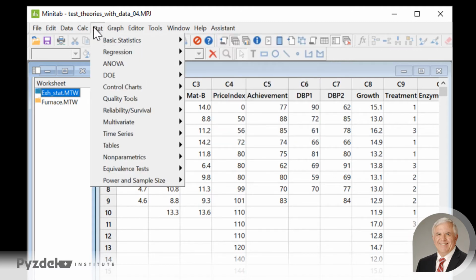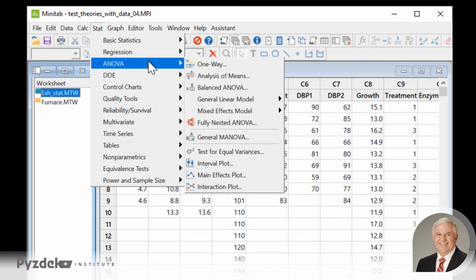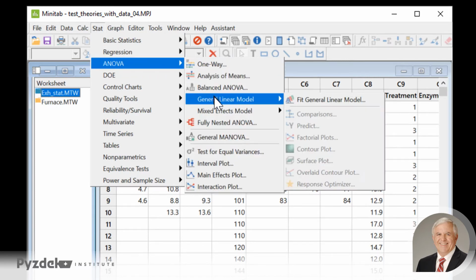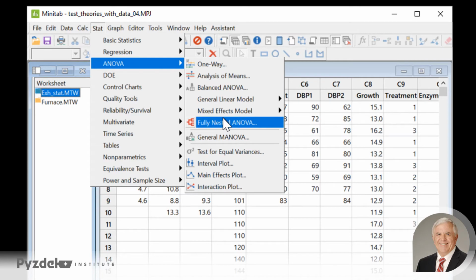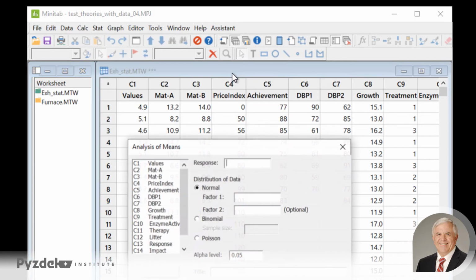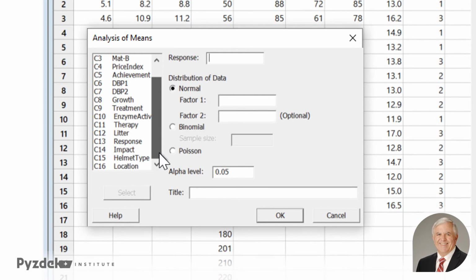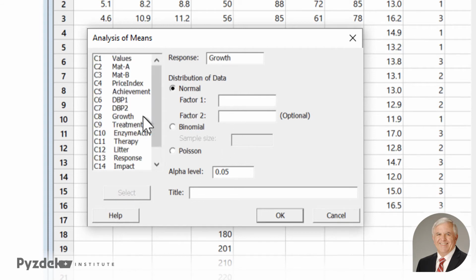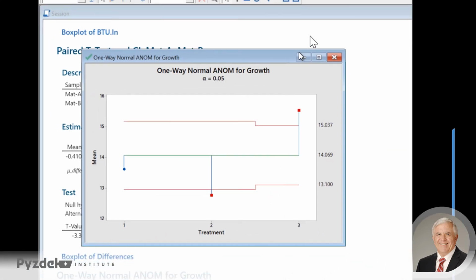So for analysis of means, I go to the ANOM menu and down to analysis of means. And the response that I'm interested in is growth. So I'll select that response. And for factors, we'll look at just the treatments. Now, Minitab will let you have two factors to do analysis of means, but in this case, we only have one. That's all we're going to look at. And just to keep things simple, I'll click OK.